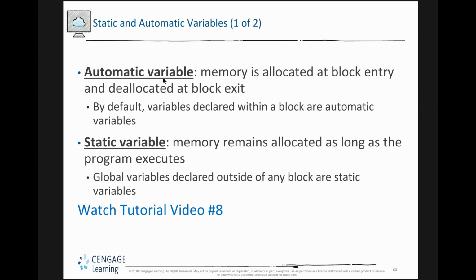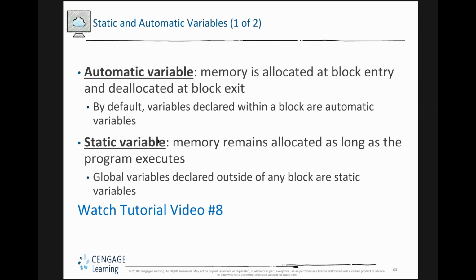Automatic variable. This is a variable whose memory location is allocated at the block entry and deallocated at the block exit. In other words, when you enter the function and when you exit the function. So when you enter the function, the variable memory is allocated and it gets to use that memory, but when the function is exited, then that memory is no longer available. It's let go of, okay?